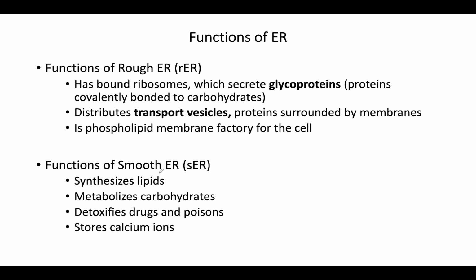SER does not produce protein. Rough ER has ribosomes, which are the site where protein can be manufactured. Therefore, rough ER secretes glycoprotein. Glycoprotein can be manufactured from rough ER because rough ER has ribosomes.